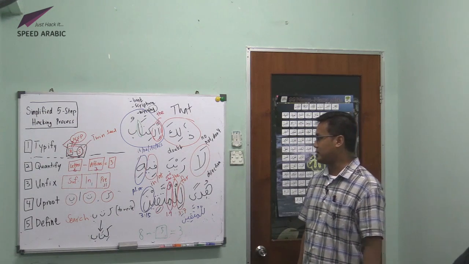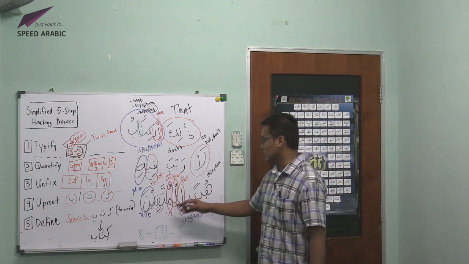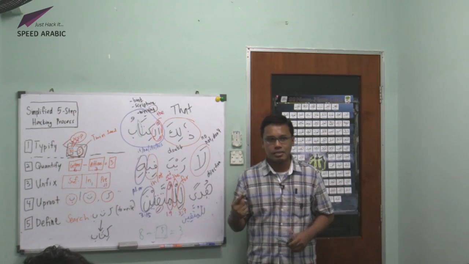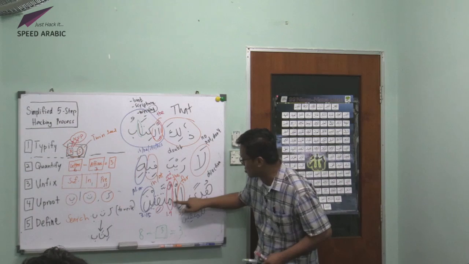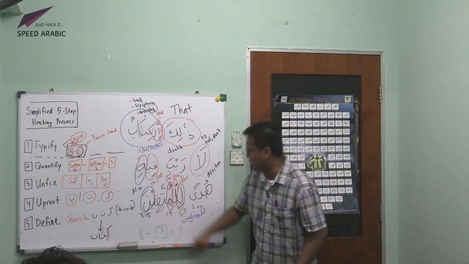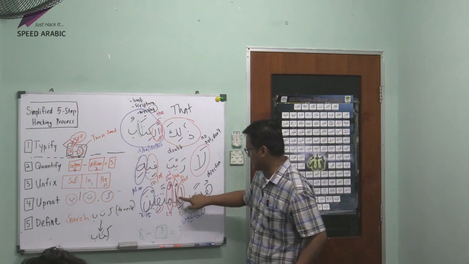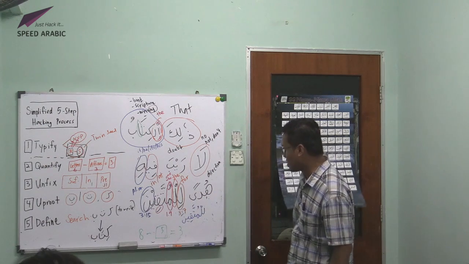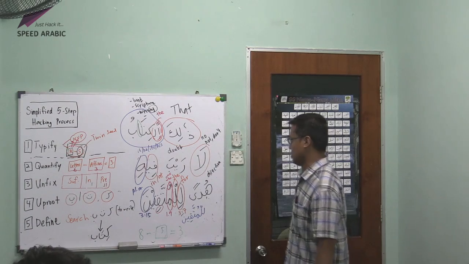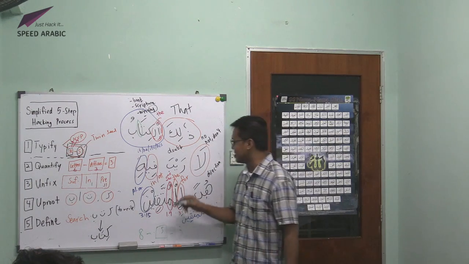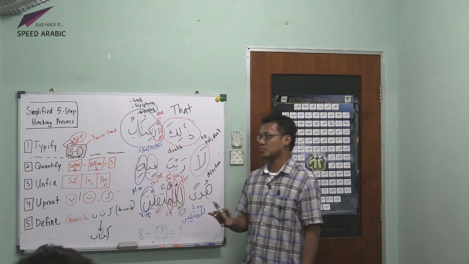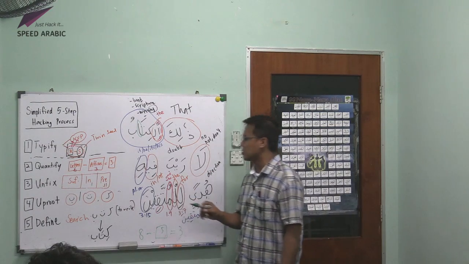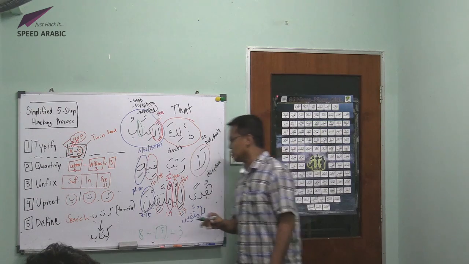So what are we left with? Is there any more? So 1, 2, 3, 4, 5. No, it's not. Count again. 1, 2, 3, 4, 5, 6, 7, 8. Okay. Betul. Okay, what are we left with?